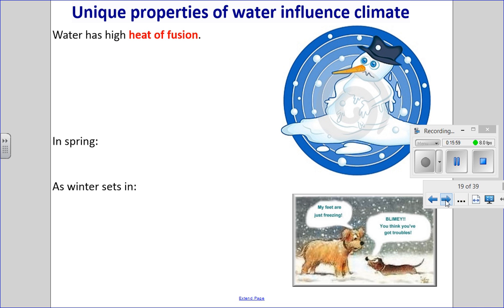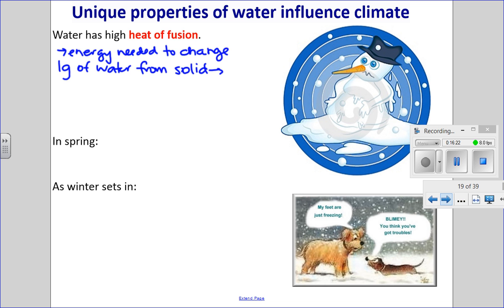So the other thing that we would discuss, which is actually very similar, is water's heat of fusion. This is the energy needed to change 1 gram of water from solid to liquid. So the word fusion could be used. We could also talk about melting here. We're talking about the change of state from solid to liquid.